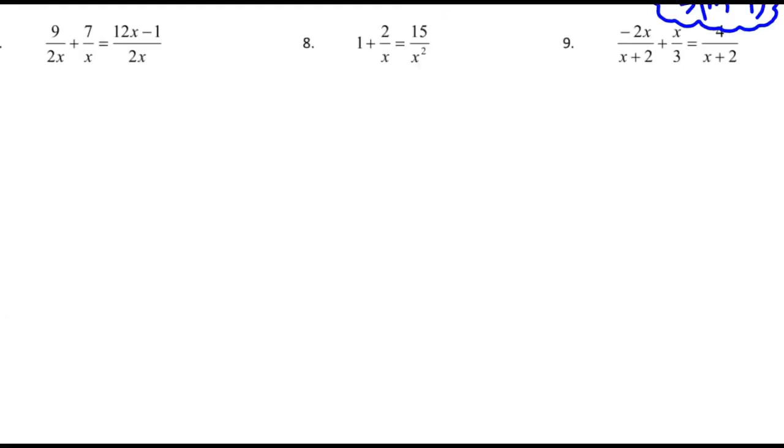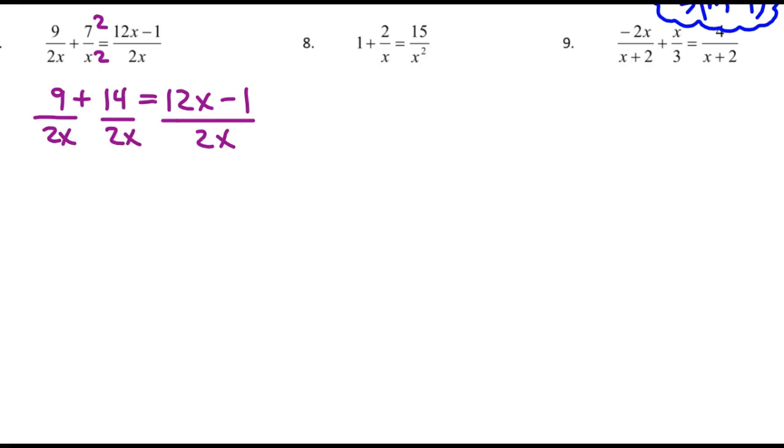All right, the next thing we did was solve the rational equations, and the strategy we used is getting all the denominators to be the same, and then once you do that, you can ignore the denominators except for when you're checking for extraneous solutions. So common denominator between 2x and x would be 2x. So in this case, I'll multiply this middle fraction by 2 over 2, and that will give me 9 plus 14 equals 12x minus 1. And of course, all those would be over 2x now.